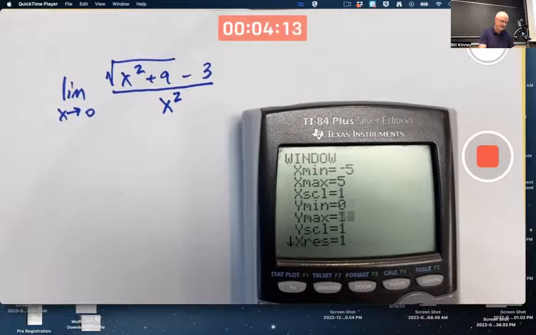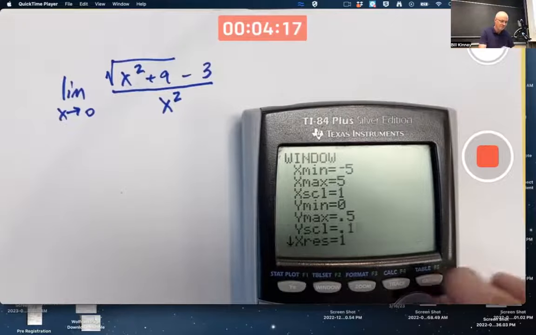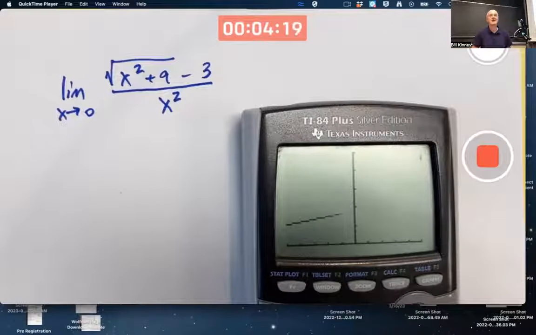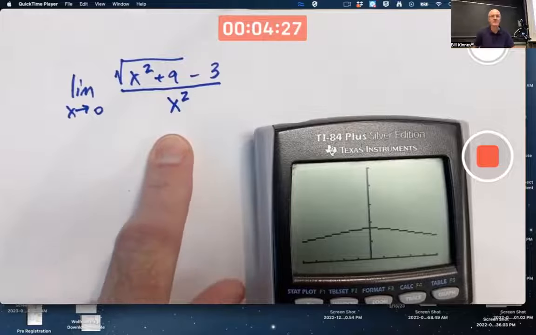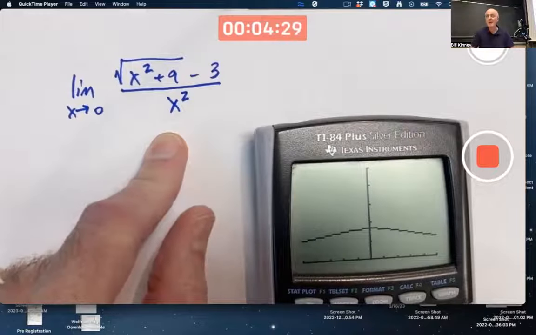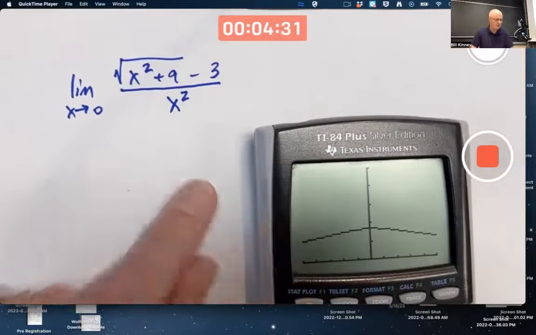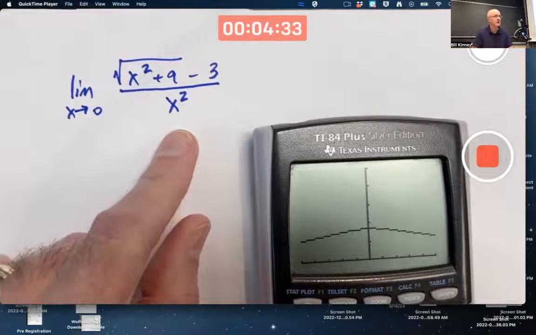Is it really a horizontal line? Actually, let's change this to 0.5, say. It's actually not a horizontal line. Appearances can be deceiving. That's the first lesson. It's not a horizontal line. It looks like, even though this function is undefined at x equals 0, that there's probably a removable discontinuity there because we don't see anything that looks like a vertical asymptote.